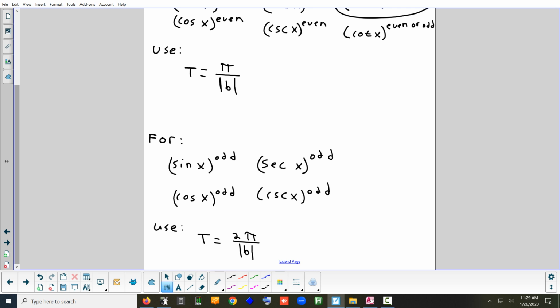So now we don't have to guess what the period is. We've got an exact way to figure it out. Even if you have a number in front of x, this formula takes that into account as well. Okay, so we'll go back now and look at the problem we were doing, which was, I think, a sine cubed, and see if we can figure out the period.